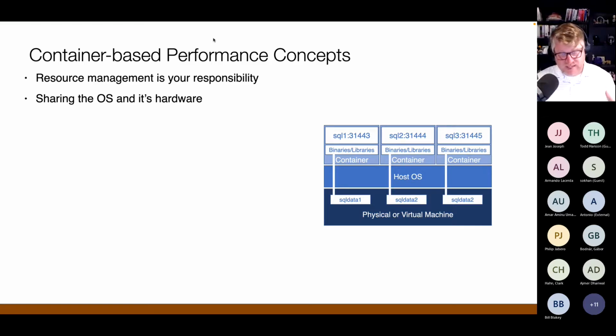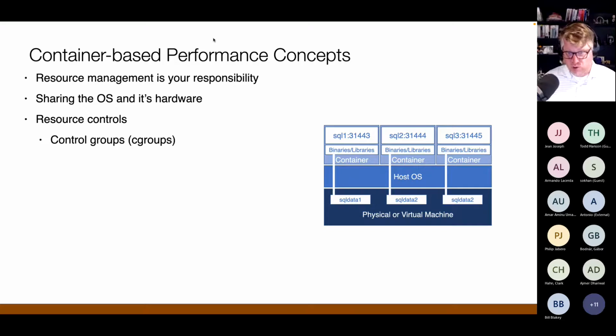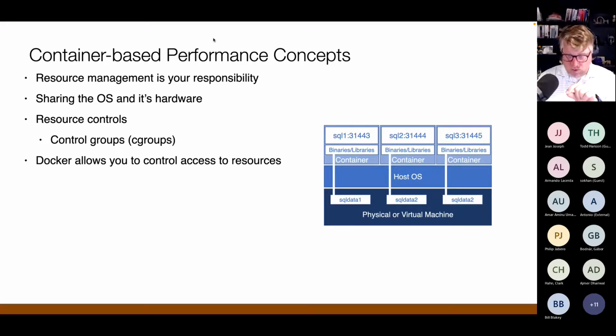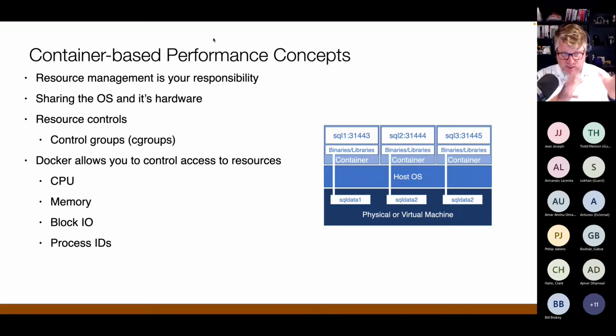Docker and pretty much any container runtime, and even Kubernetes, gives us the ability to assert resource controls on containers with a thing called control groups, or cgroups. Right? And so that allows you to control what an individual container has access to. And so we have knobs for things like CPU, memory, block IO, process IDs, and things like that. So we can put some resource limits around what each container can consume.